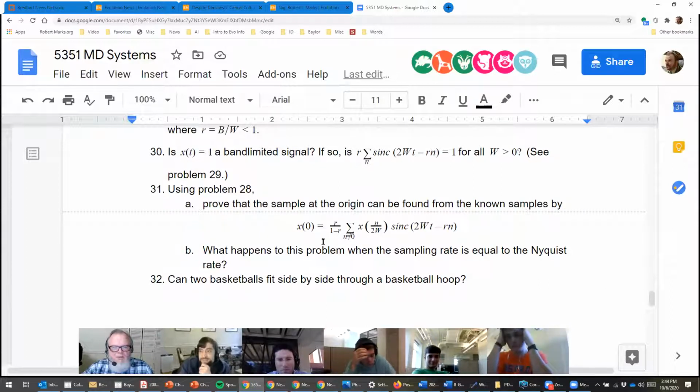Can two basketballs fit side by side through a standard basketball hoop? Depends if they're inflated or not.